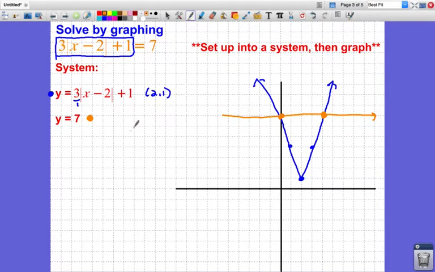So I need to see what the x values are, and that'll give me my solution to this equation. So the x value is going to be 0 here, and it's going to be 1, 2, 3, 4 here. So x equals 0 and x equals 4.